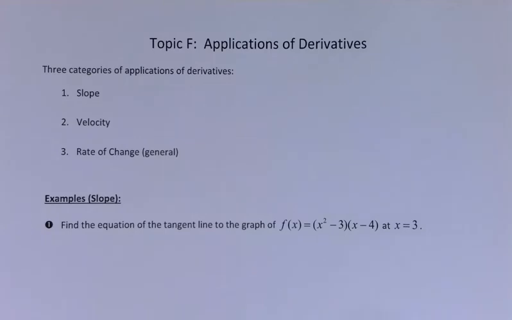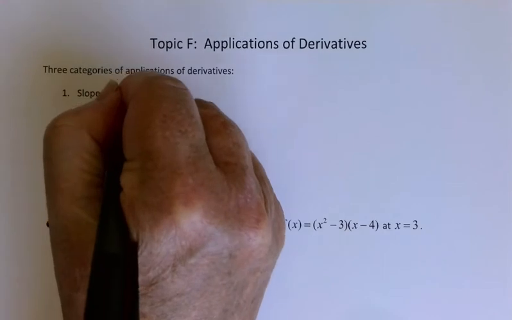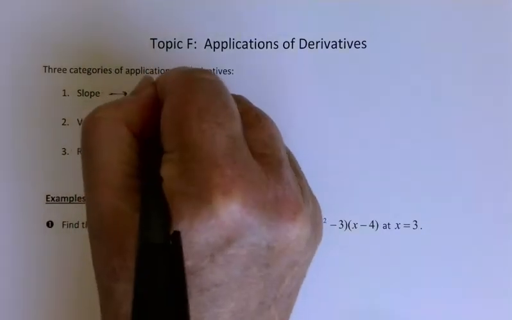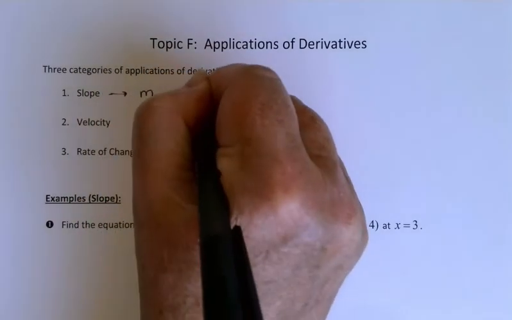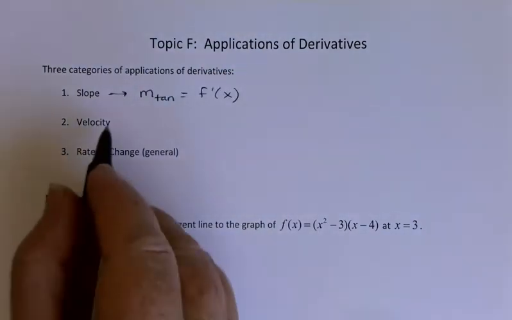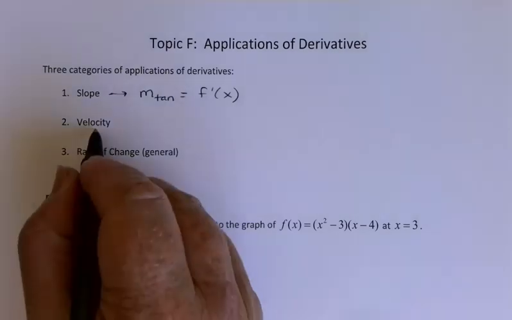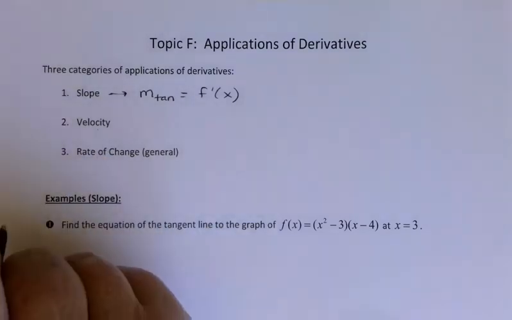This is Unit 2, Topic F, and we're going to be looking at the applications of derivatives. The first one is one that you're already familiar with. The slope, m, of the tangent line is just equal to the derivative, f prime. The next two we have not yet talked about, but we'll get a chance to look at them. Velocity is also a derivative.